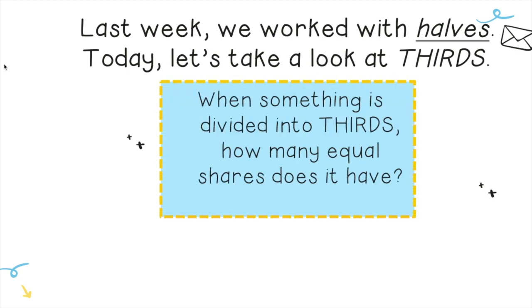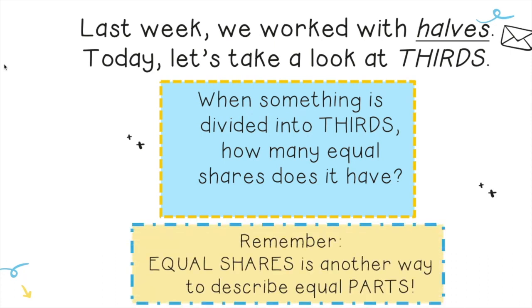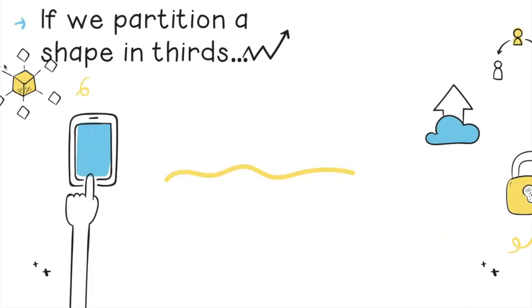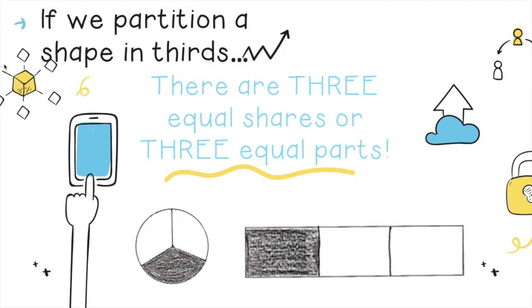So when something is divided into thirds, how many equal shares does it have, or how many equal parts? Remember, equal shares is another way to describe equal parts. So if we partition a shape in thirds, there are 3 equal shares or 3 equal parts. Kind of like the picture here. If you take a look at that circle, it sort of looks like a peace sign. I'll be showing you how to partition a circle into thirds.